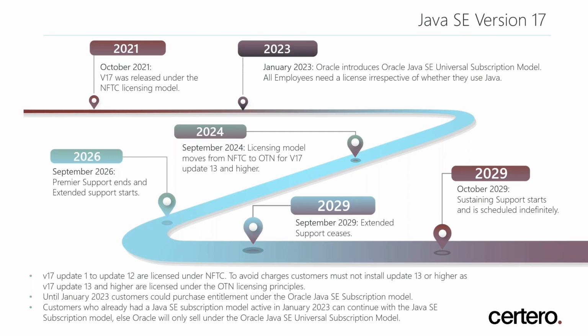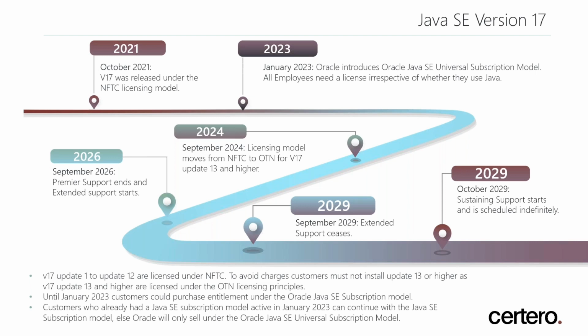However, if you want to stay on version 17 and have the later updates, you're going to have to start paying for it. And this is why today it's important for you to understand you now have until September next year to look at what you have on version 17 and whether or not you can go up to version 21. If you can, then you'll continue to have it free. If you can't, then you'll be frozen at update 12.